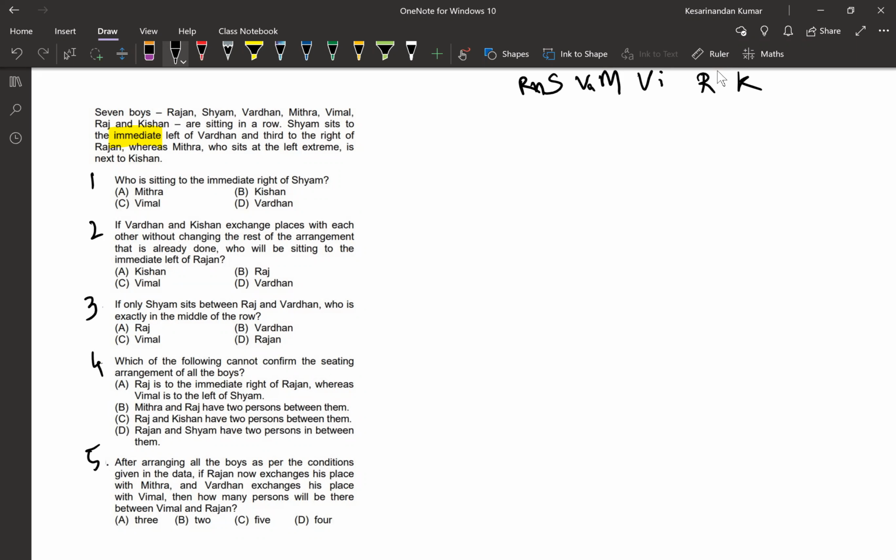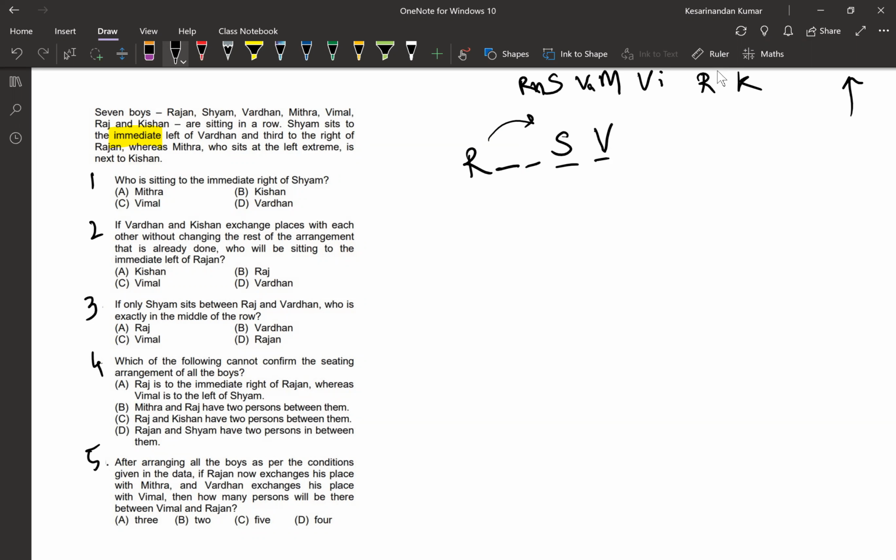So Sham sits to the immediate left of Vardhan. Let's assume the same direction. So immediate left of Vardhan. Perfect. And immediate left of Vardhan and third to the right of Rajan. Rajan, first, second, third. Third to the right of Rajan.